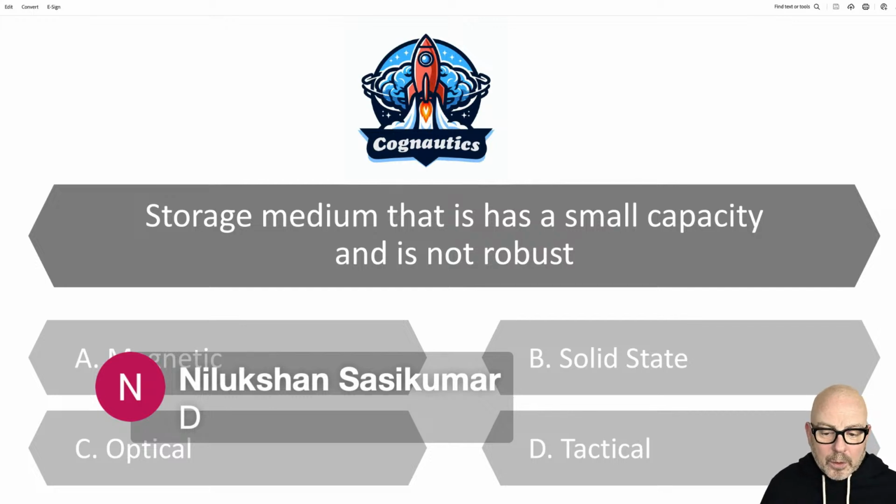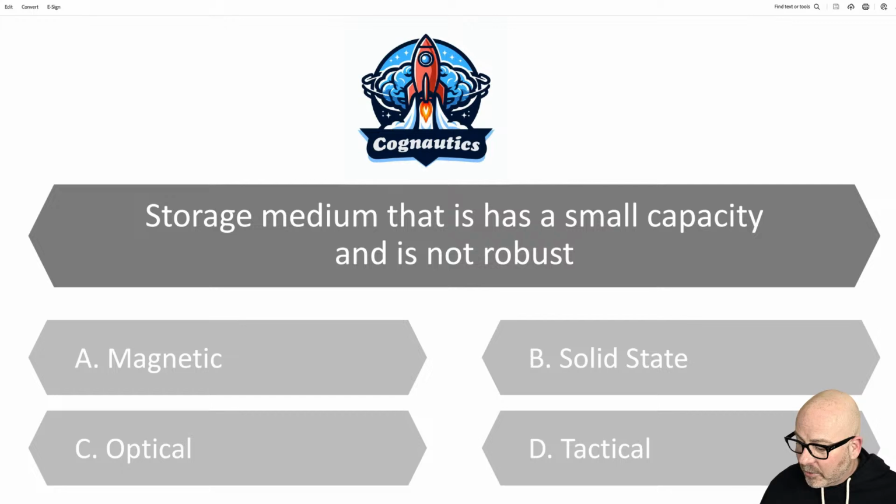Okay? This one, storage medium that has small capacity and is not robust. Small capacity and is not robust. What do we think? Robust means it is easy to break. So which of these has got a small capacity and it's easy to break? Did you notice I've run out of options here and I've written tactical randomly for D?